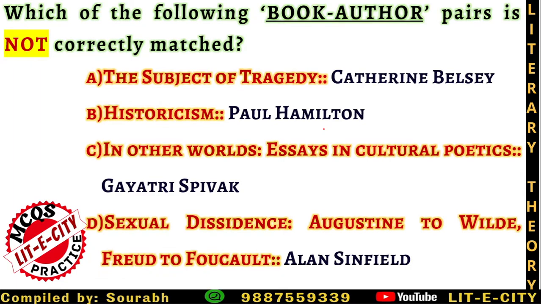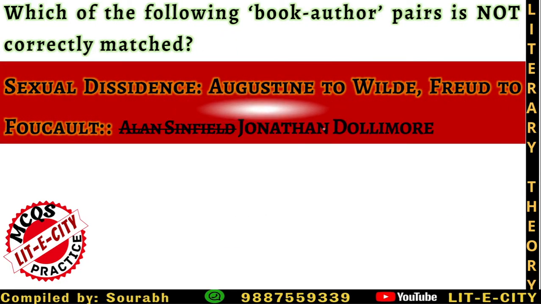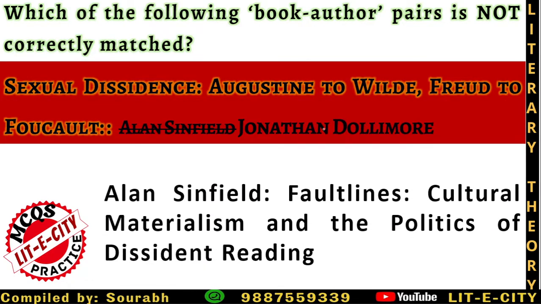And I must tell you that out of these four options, these four books are associated with the branch of New Historicism, and the one which is not correct is Sexual Dissidence: Augustine to Wilde, Freud to Foucault. It is not written by Alan Sinfield, rather it is written by Jonathan Dollimore. And if we talk about famous books by Alan Sinfield, you may remember this very important book, Faultlines: Cultural Materialism and the Politics of Dissident Reading.